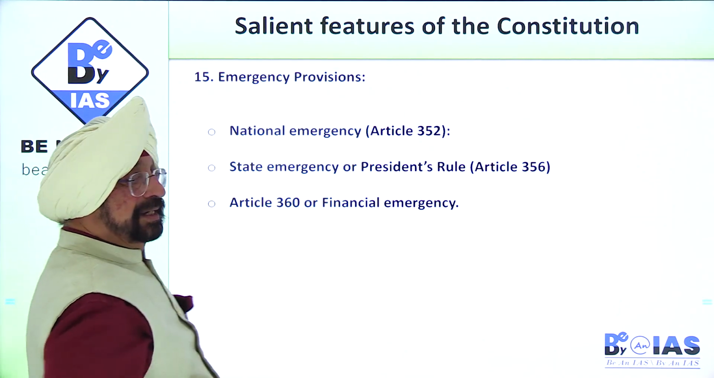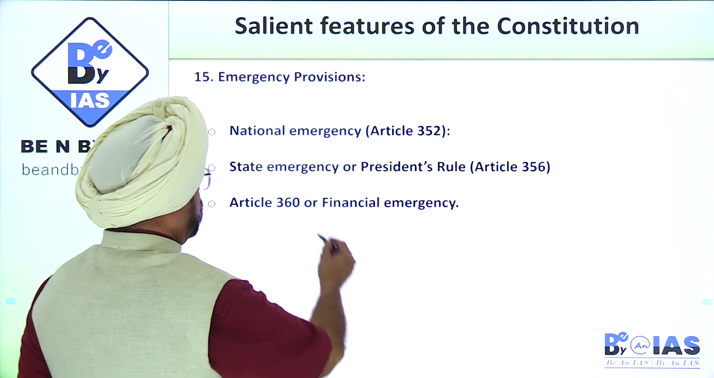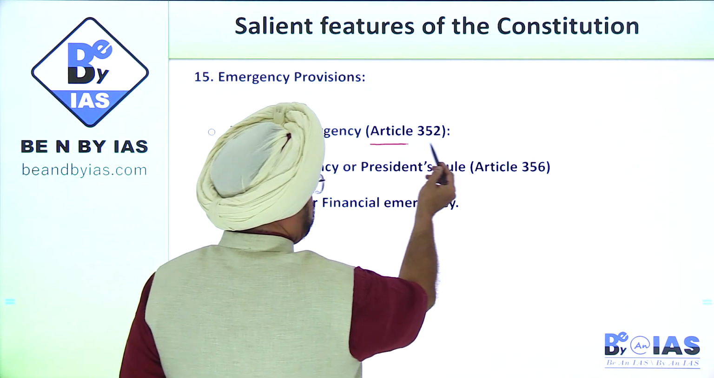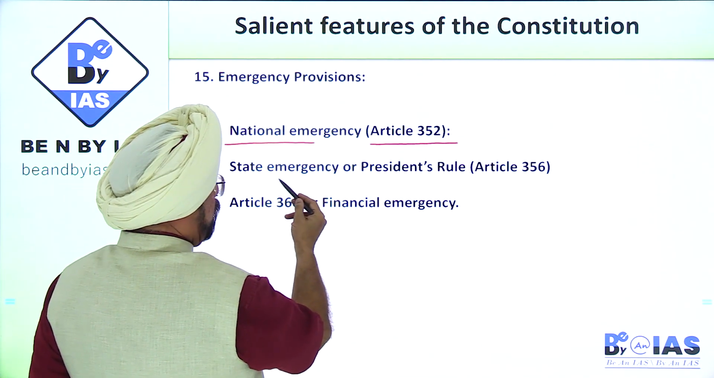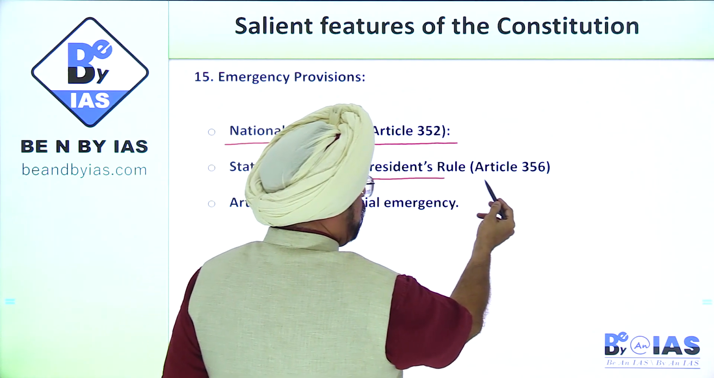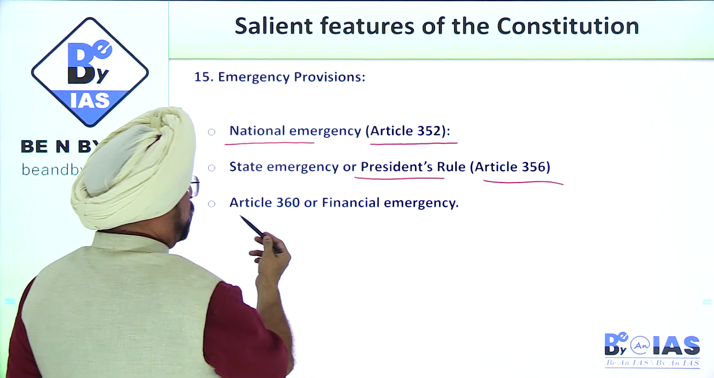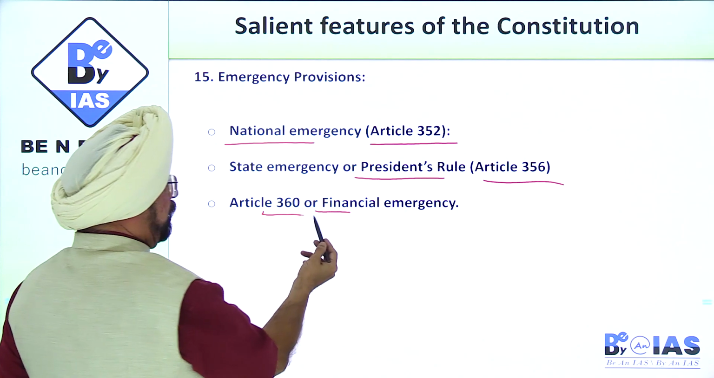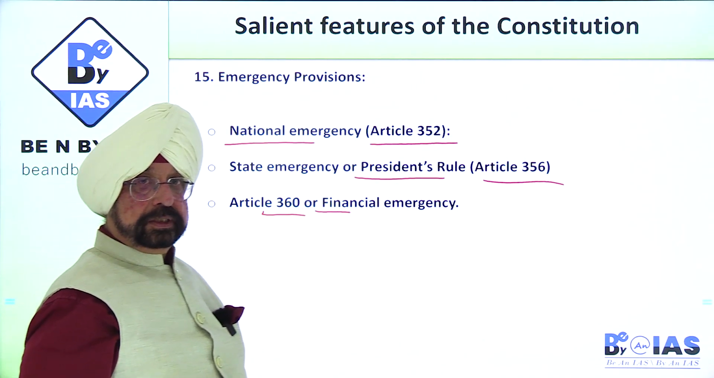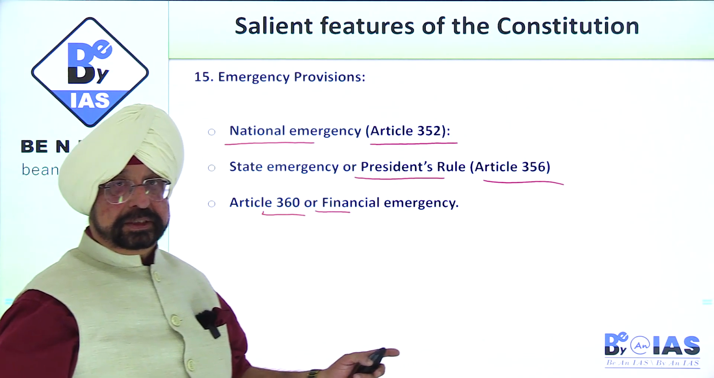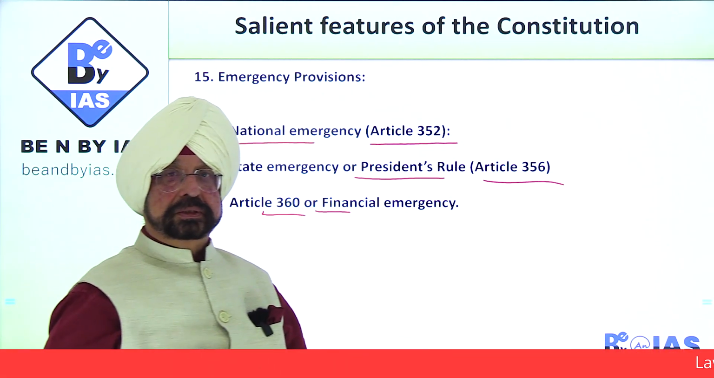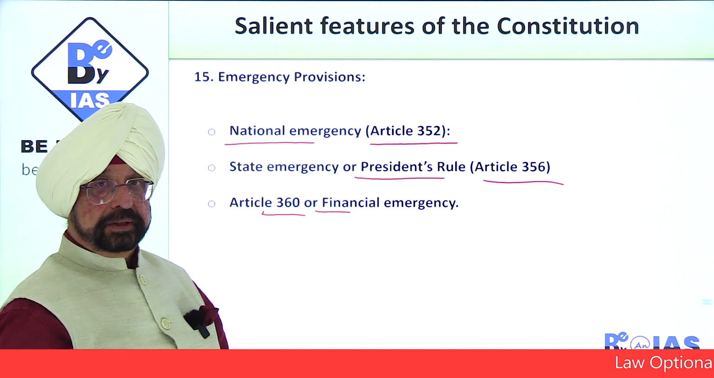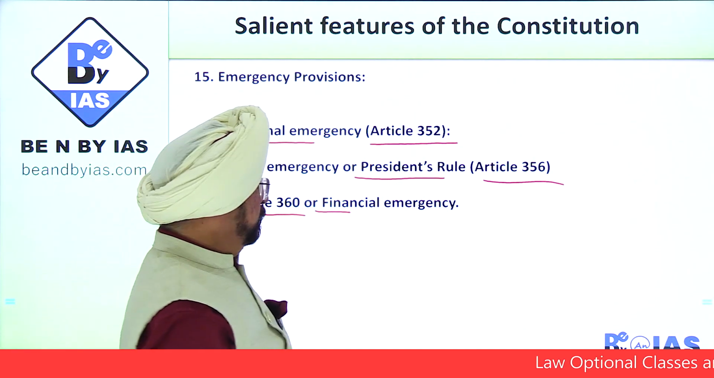Now there are basically three emergency provisions: national emergency under Article 352, state emergency, that means President's rule under Article 356, or financial emergency under Article 360. These are three kinds of emergencies, and during emergencies, certain extraordinary powers are given to the government.